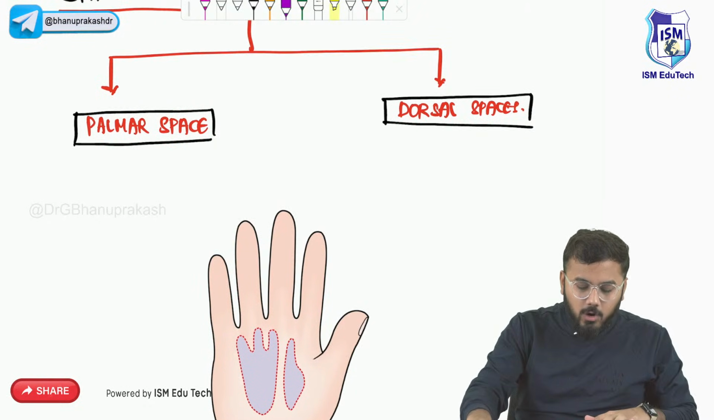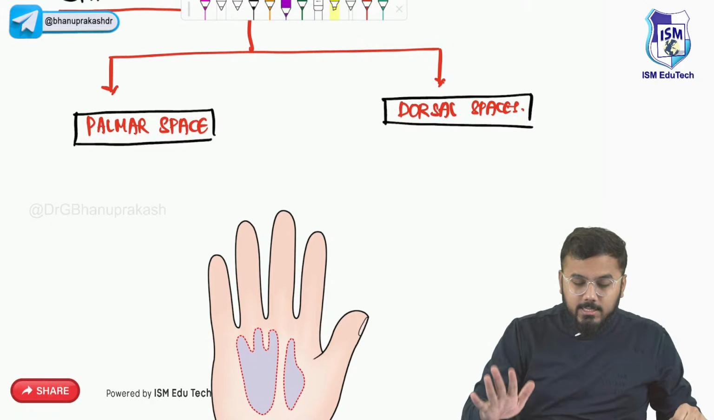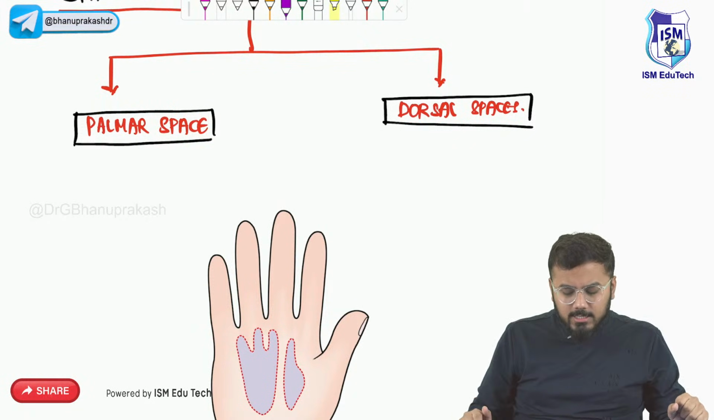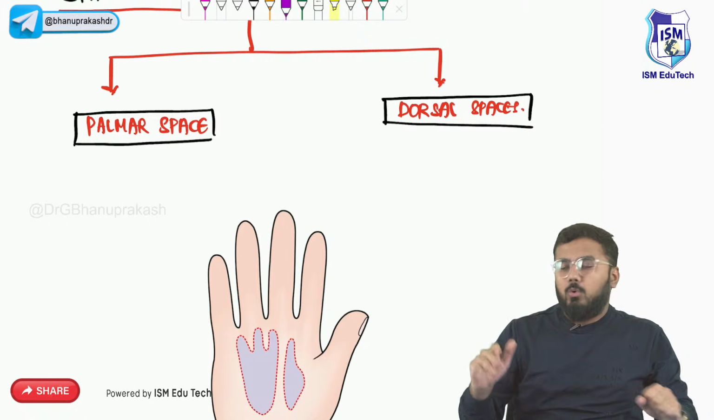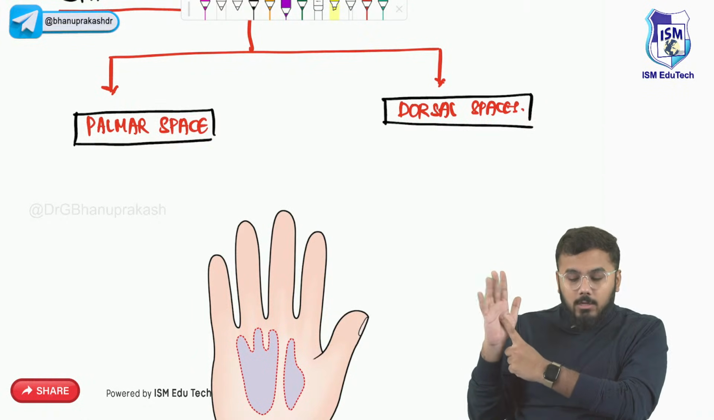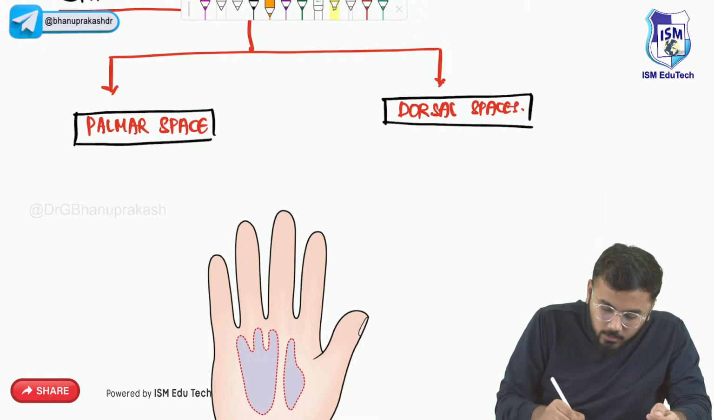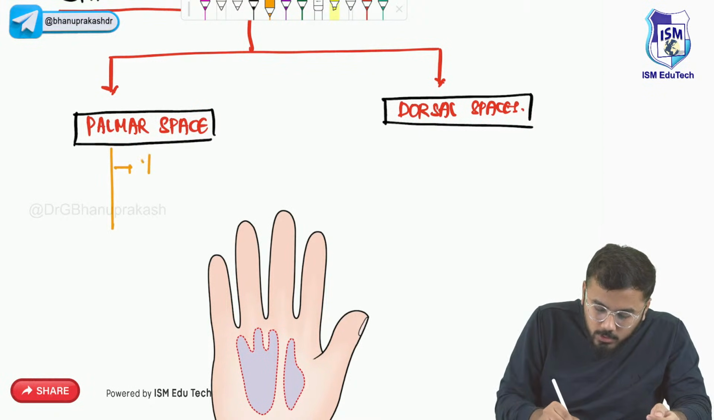Okay. So we have got two spaces, palmar spaces and dorsal spaces. Clear? Now what are these palmar and dorsal spaces? Palmar spaces are two: thenar and mid-palmar. Dorsal spaces are on the back. I will tell you what that is. So for now, palmar spaces are two. One is called thenar, another one is called mid-palmar.